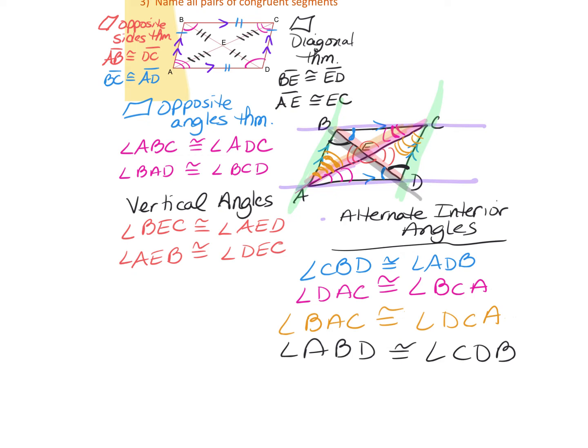So not only are we bringing back our parallel lines and our transversals, notice we've also created 4 triangles here. So we're also going to be bringing back our congruent triangle shortcuts in order to find some missing congruent parts and things like that when we're writing our proofs.